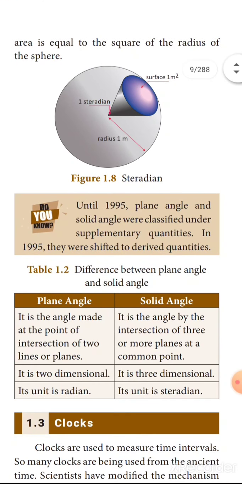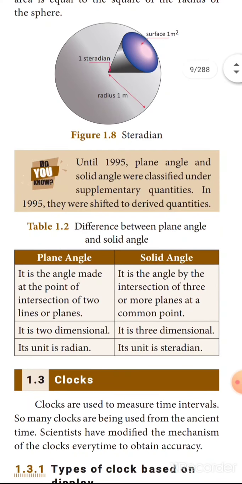Then until 1995, plane angle and solid angle were classified under the supplementary quantities. These two quantities are supplementary quantities. In 1995 they were shifted to derived quantities. It was supplementary, it changed to derived quantities in 1995.